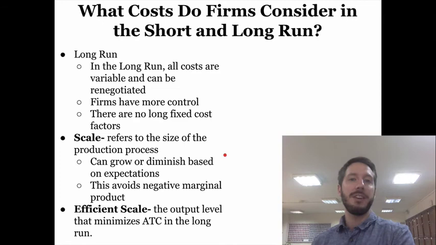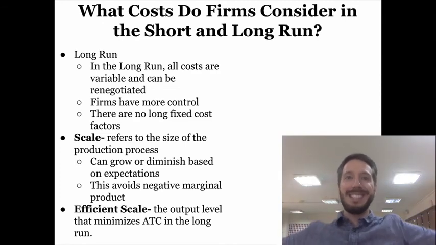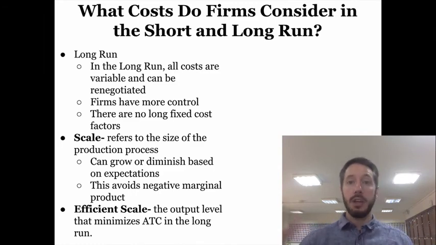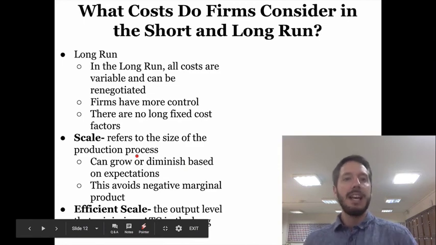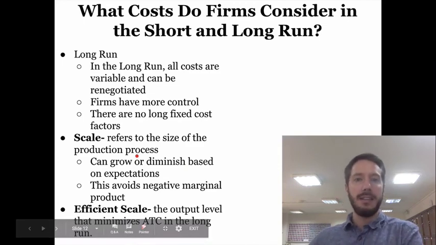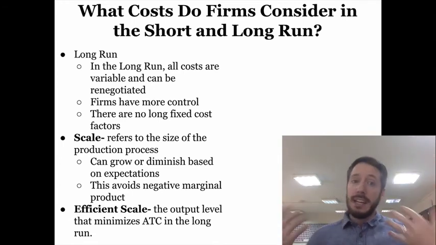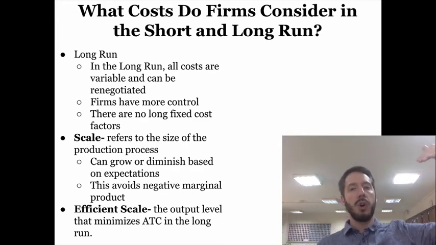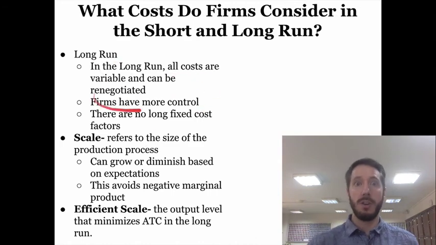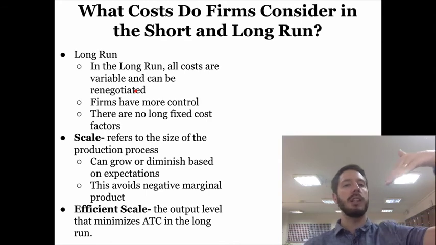Now, what you have to consider then is the size of the production process. Over 10 years, what is the scale of your business? Now, it can grow or it can diminish based on what you think is going to happen in those 10 years. And you do this to avoid negative marginal product. You want the marginal product to keep going down. When it goes up, you stop. Now, in an efficient scale, your output level is minimizing average total costs, which in the long run, all costs are variable, right? So it's minimizing average total cost in the long run.